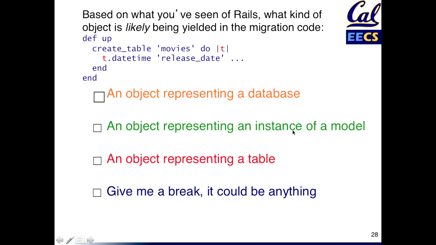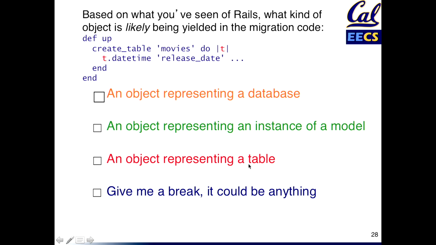Could it be an object representing an instance of a model? Well, we're talking about the attributes of models in general, right? We're saying that movies in general have a release date, have a string, have a something. These are statements that are about the class as a whole. They're not a statement about a particular instance of that class. So it seems less likely to represent an instance of a model.